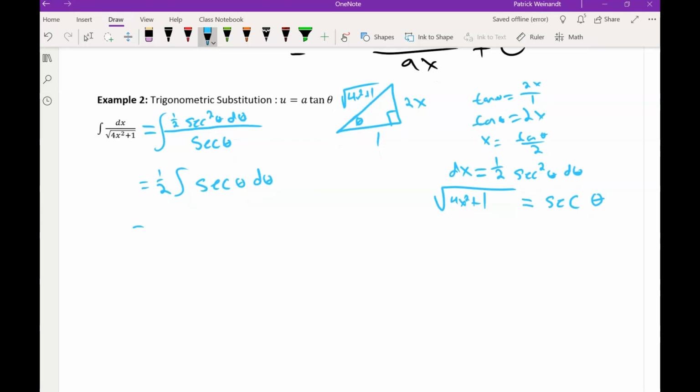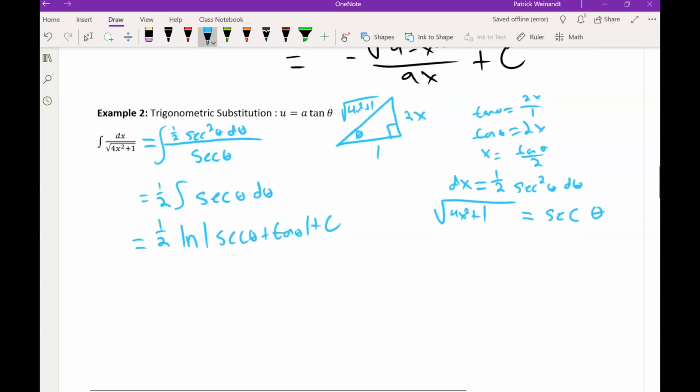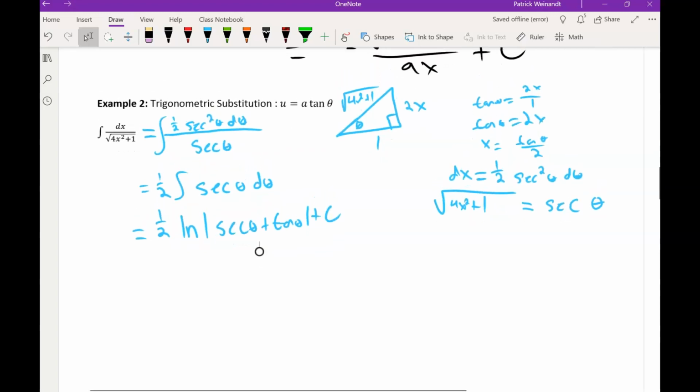And we know the antiderivative of that. That's just going to be 1/2 times the natural log of secant theta plus tangent theta plus c. Now we have to go back up. What is secant theta? What is tangent theta? What are those values in terms of x? We have to go back up and plug in those values using some trig identities.